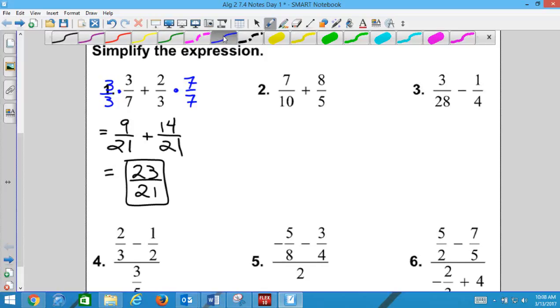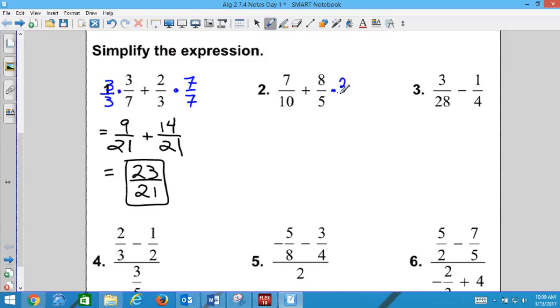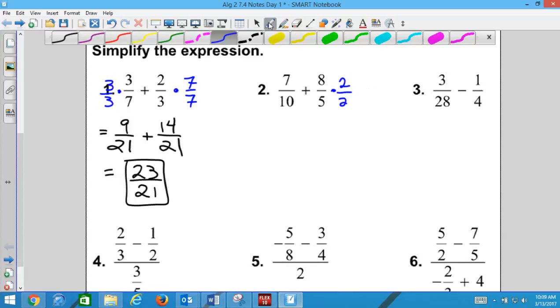Okay, 7/10 plus 8/5. Like denominator? No. Not yet. But what can 10 and 5 become? 10. 10 would be the most efficient. They could become 50, but that's more work. So we want to choose the lowest common denominator. We're going to multiply this one by 2 over 2.